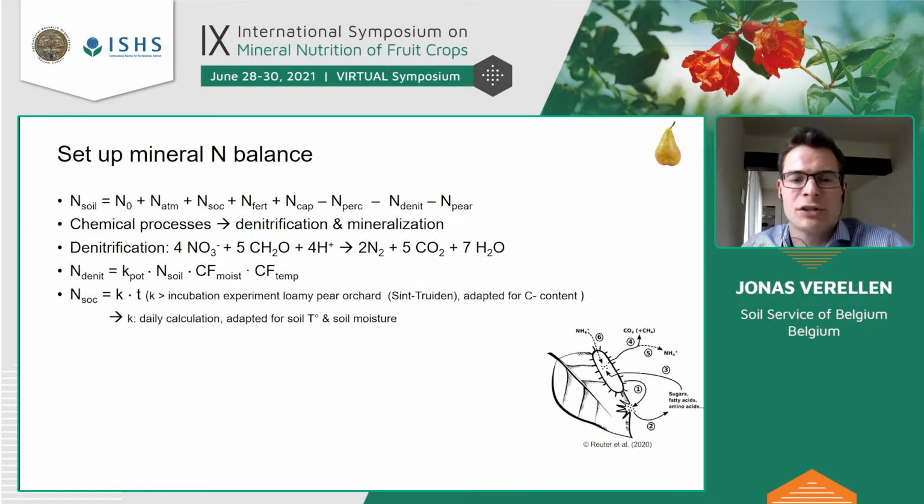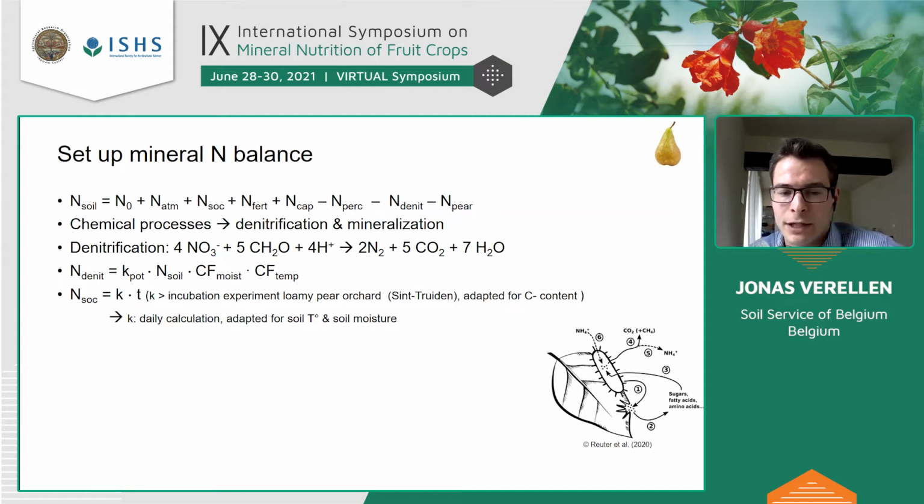Also, the mineral nitrogen balance will be discussed. This balance consists of both chemical and physical processes. Chemical processes are denitrification and mineralization. Denitrification is calculated based on the potential denitrification rate, which is corrected for soil moisture and temperature and calculated on a daily basis. And mineralization was calculated according to the mineralization rate.